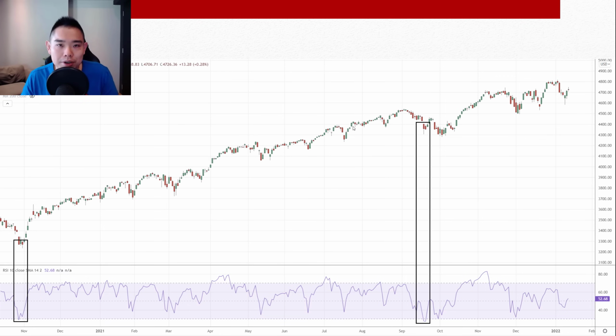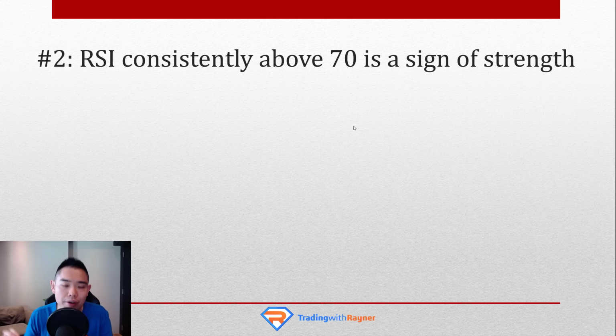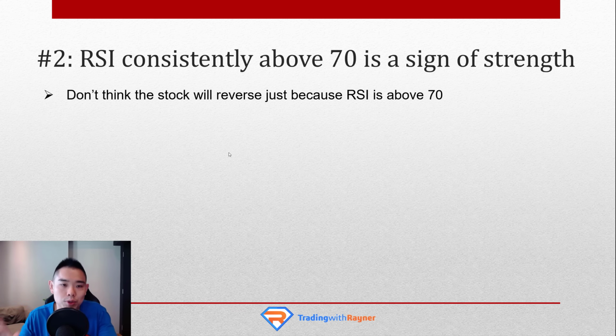So number 2, when the RSI is consistently above 70, that is a sign of strength. Many traders make the mistake, oh, Rayner, the RSI above 70, it's time to sell, right? It's overbought, it cannot go up any higher. No, right? It's a sign of strength. So here's why, right? Don't think that the stock will reverse just because RSI is above 70, because chances are it will continue higher. So let me give you an example.